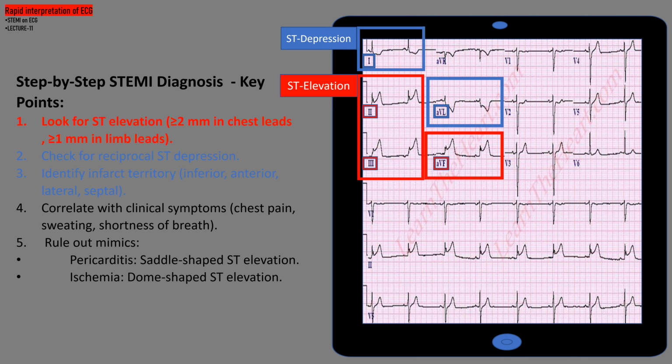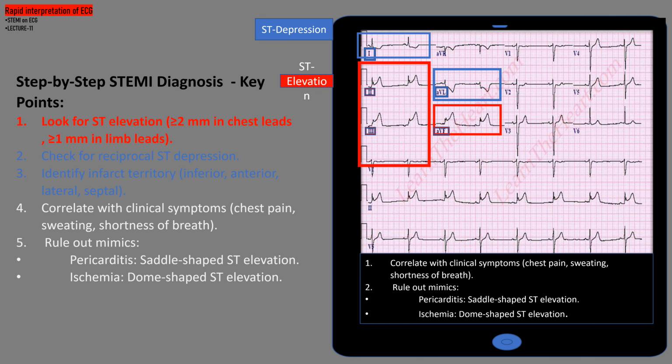Step 2. Check for reciprocity. Do opposite leads show ST depression? This mirror effect confirms that the ST elevation is due to a heart attack and not another condition. Step 3. Identify the infarct territory. Is it inferior, anterior, lateral, or septal? Use the lead groupings we discussed earlier to pinpoint the affected area.